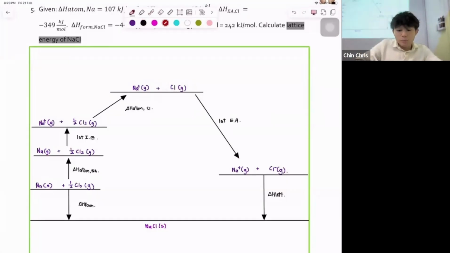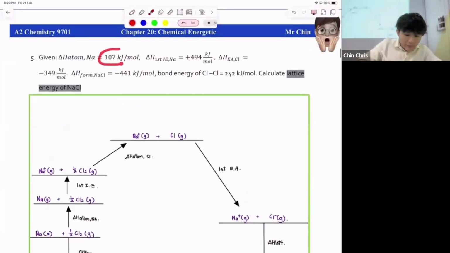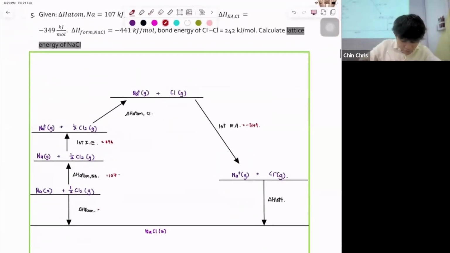Now, I want you guys to plug in the values. What is my value? Atomization is 107. Plug it in. First IE is 494. Electron affinity is negative, arrow goes down already, negative 349. Formation of NaCl, negative 441.